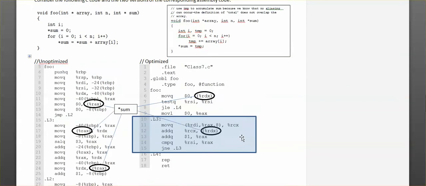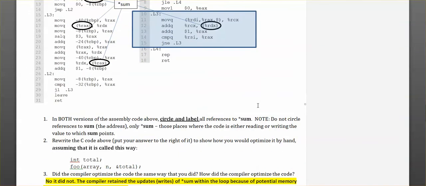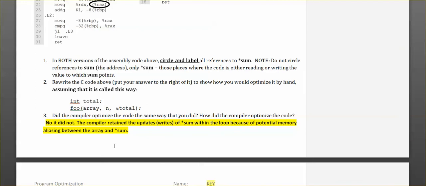Well, the answer to that would be we would set up a temporary, we would initialize it to 0, and we would accumulate our result in the temporary, and then write that temporary out to star sum at the end after the loop is complete. So this is the best way to optimize it. You only do one write to star sum, and this allows the compiler to accumulate the result inside of a temporary, which is going to be a register, or typically will be a register. Now the last question in this part here says, did the compiler optimize the code the same way that you did? How did the compiler optimize the code?